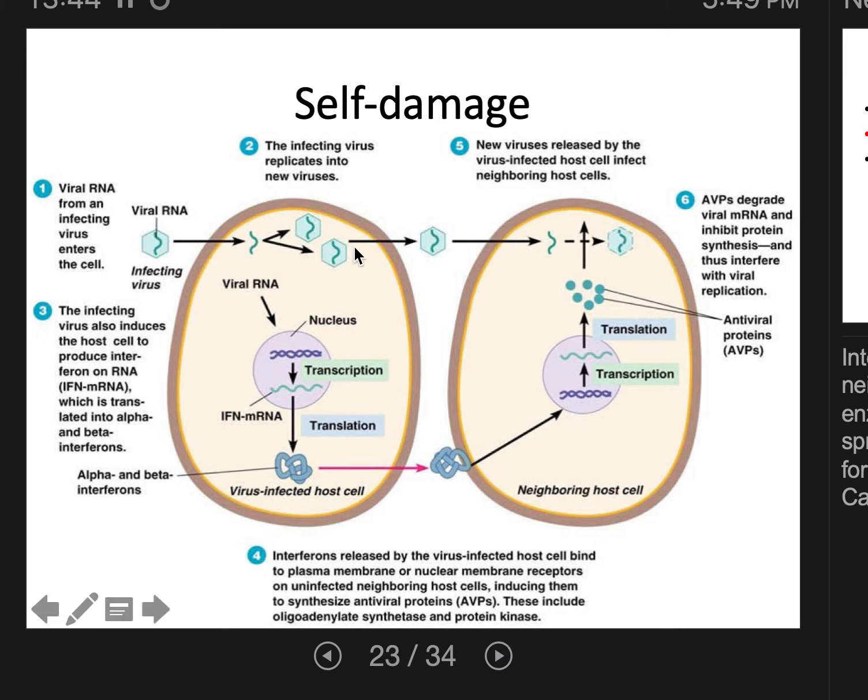Now, once interferons are produced and transcription and translation shut down, this cell will undergo apoptosis. Apoptosis is programmed cell suicide. So this cell is committing suicide in order to prevent spread of this virus to other cells.